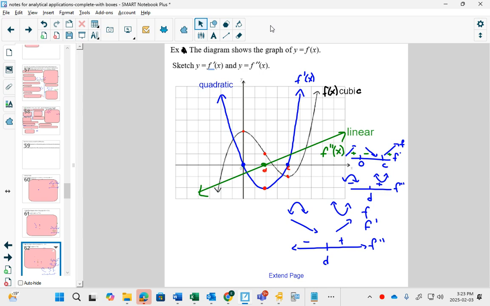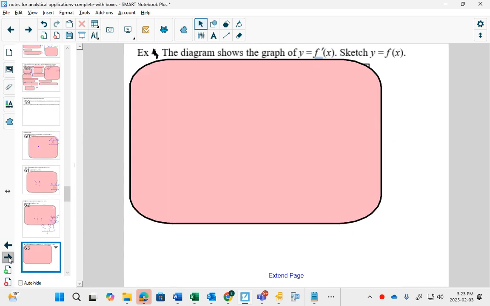These are the most straightforward when they give you the original graph and ask you to draw the derivatives. But in our next example, we have the derivative graph. And so now you have to think, okay, I have the derivative graph. What does this mean? And how could I draw the original graphs?